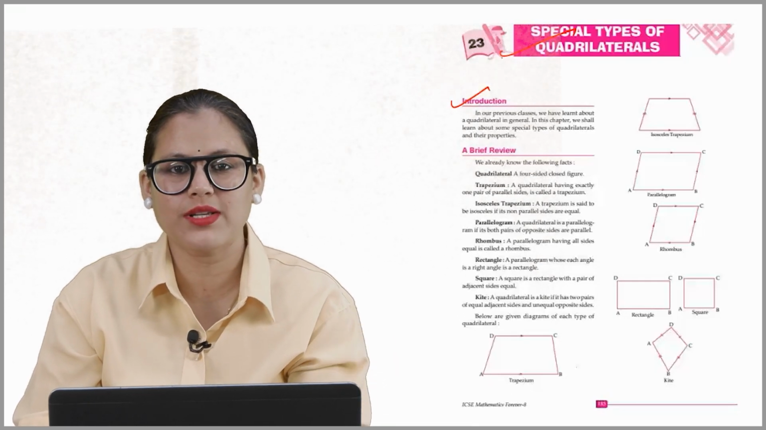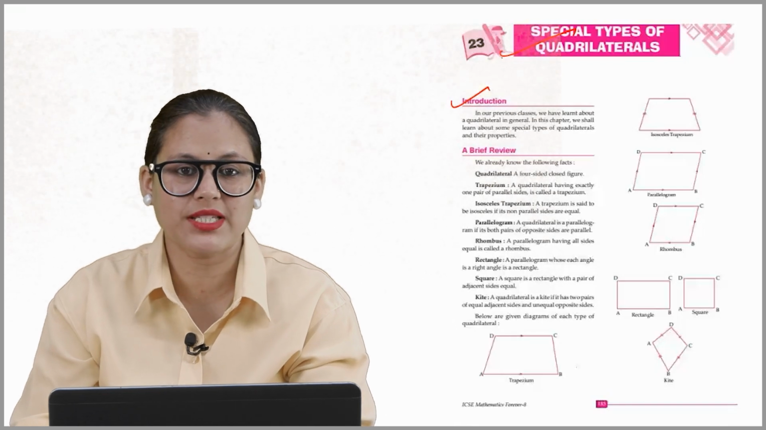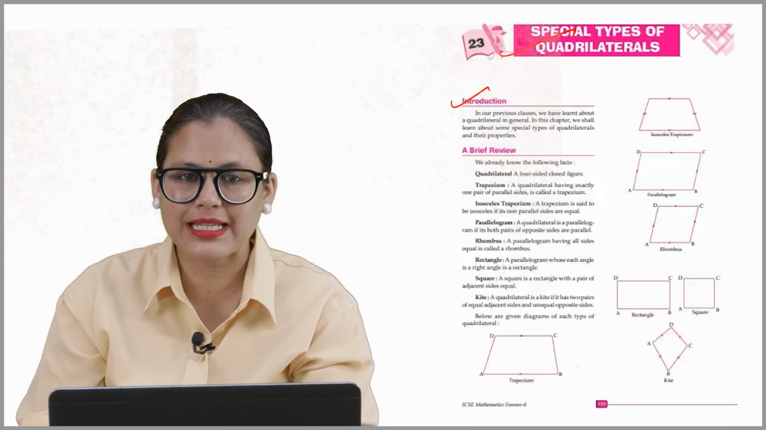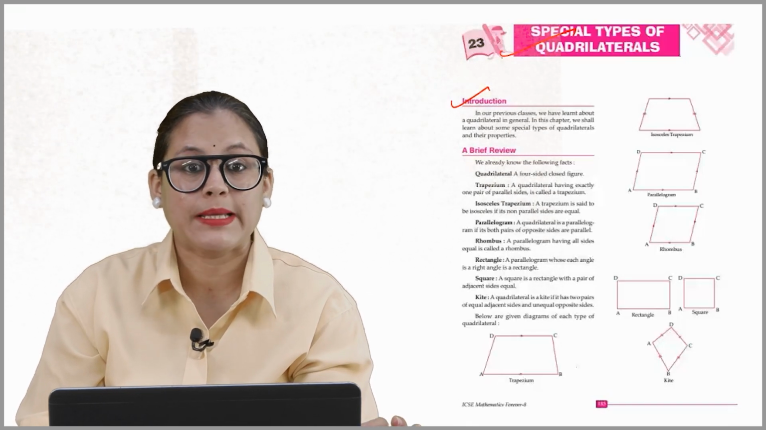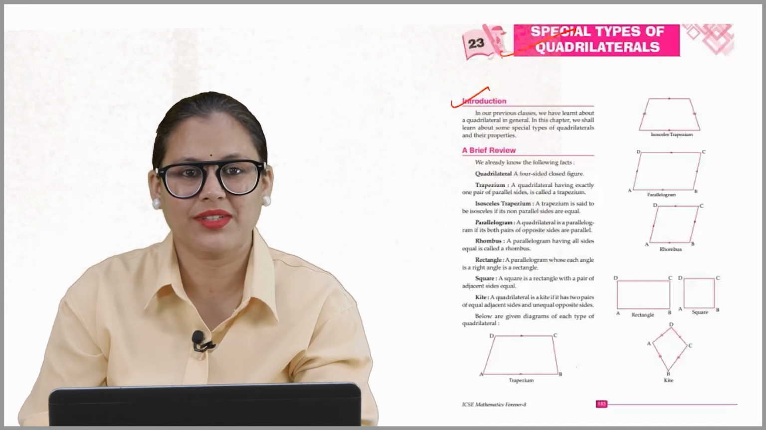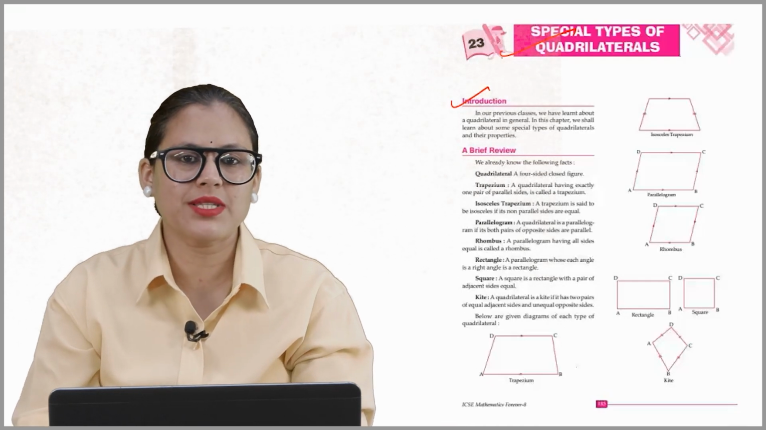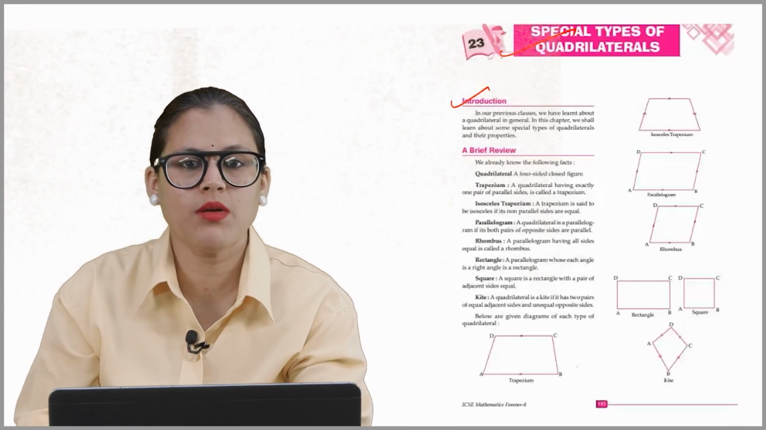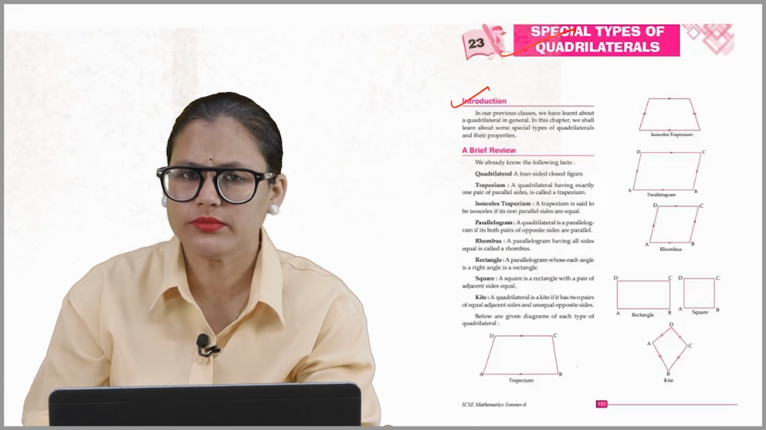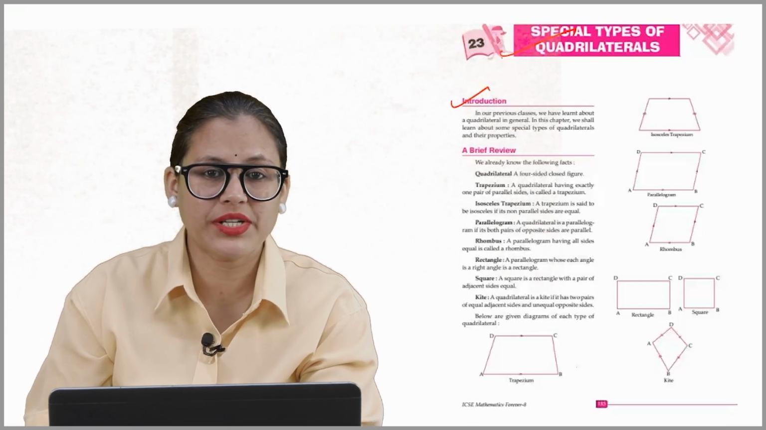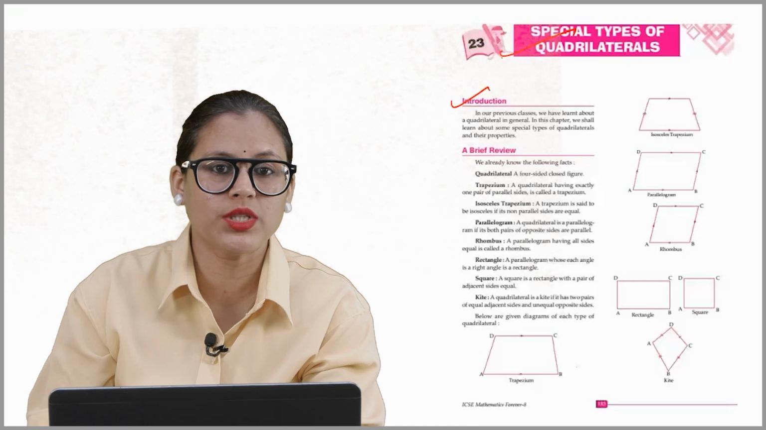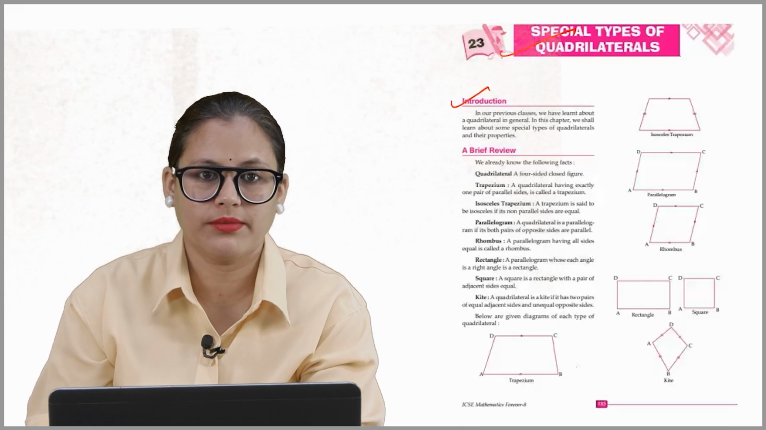A quadrilateral is a four-sided closed figure. Trapezium: a quadrilateral having exactly one pair of parallel sides is called a trapezium. Isosceles trapezium: a trapezium is said to be isosceles if its non-parallel sides are equal. A parallelogram: a quadrilateral is a parallelogram if both pairs of its opposite sides are parallel.